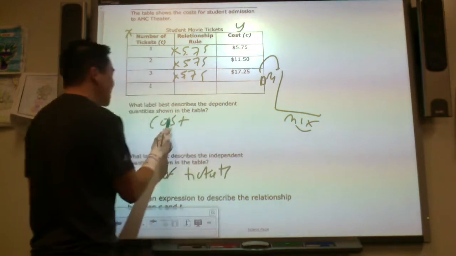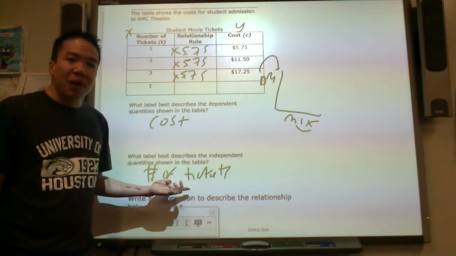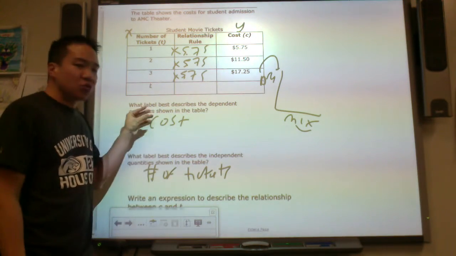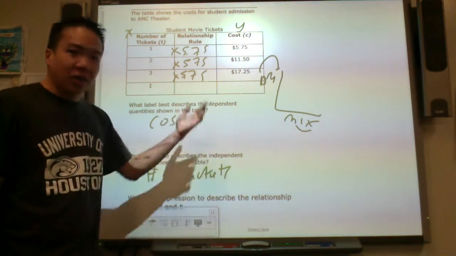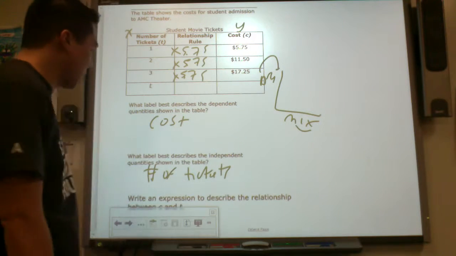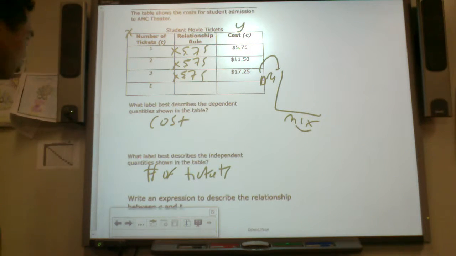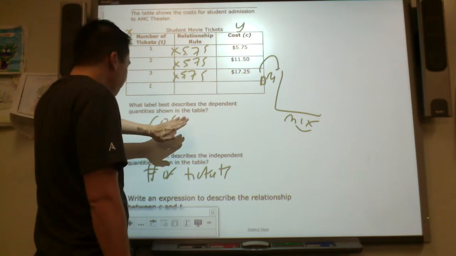Again, why is this a dependent? The cost depends on the number of tickets you buy. The more tickets you buy, the cost will go up. So it depends on how many tickets you buy. Write an expression to describe the relationship. The relationship is you multiply by 5.75.